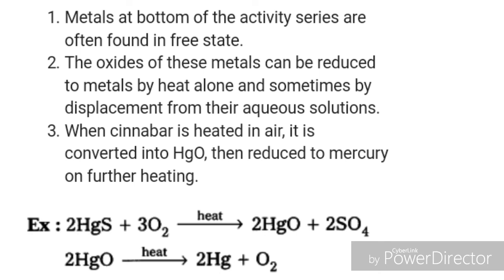Let us see the chemical reaction. Mercuric sulfide reacts with oxygen to form mercuric oxide and sulfur dioxide. Mercuric oxide on further heating forms mercury metal, and oxygen is released.